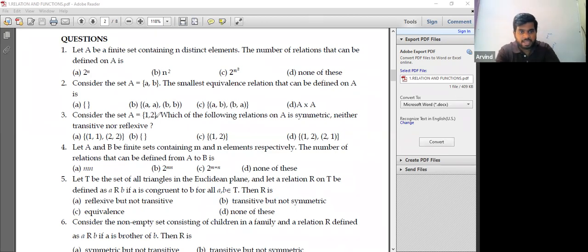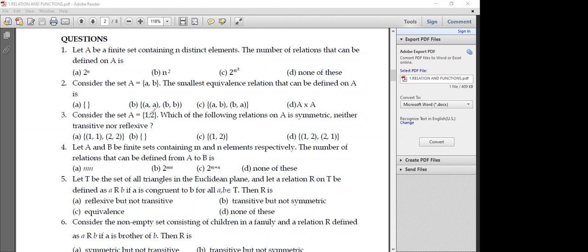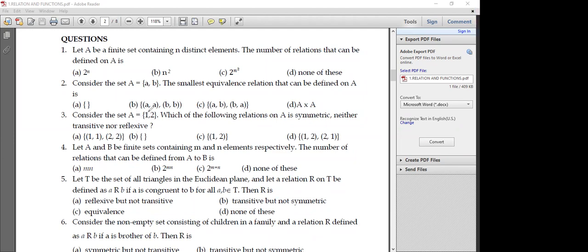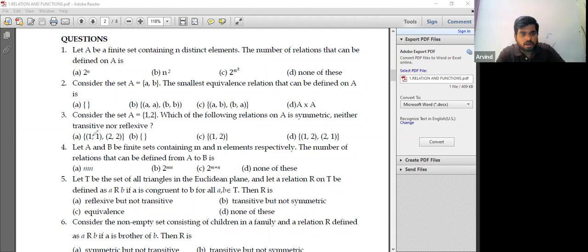So consider the set A equal to 1, 2. Which of the following relations on A is symmetric, neither transitive nor reflexive? That means it should be symmetric, but not reflexive and not transitive. See here, 1, 1, 2 is the set. Option C, very good. Symmetric, okay. Now here, if you observe 1, 2, and 1, 1 is there, 2, 2 is there. So this is reflexive, so this is the wrong option.